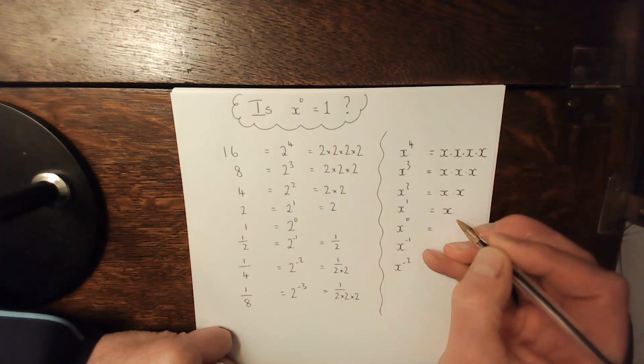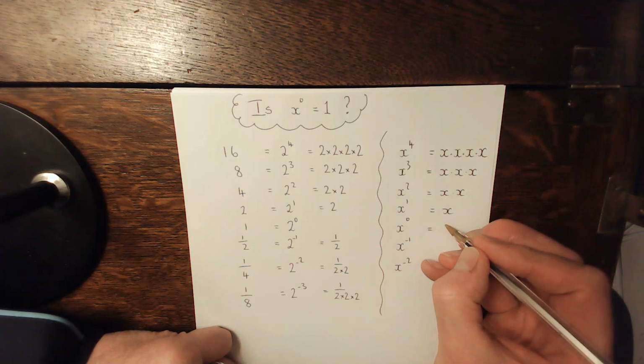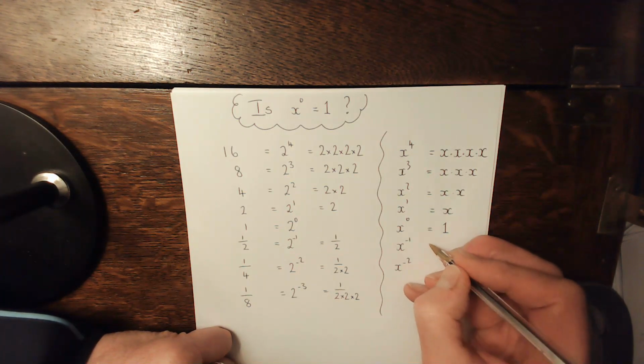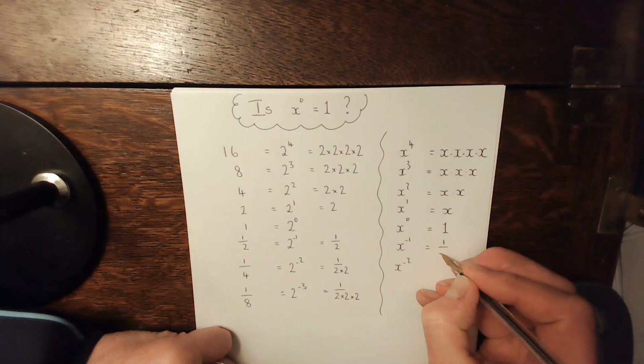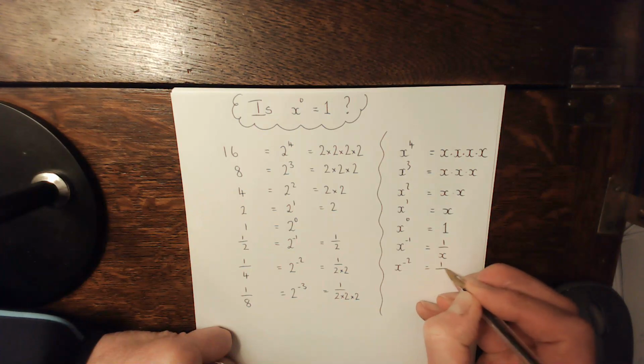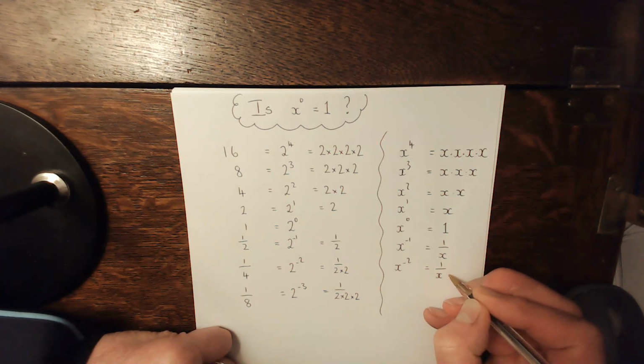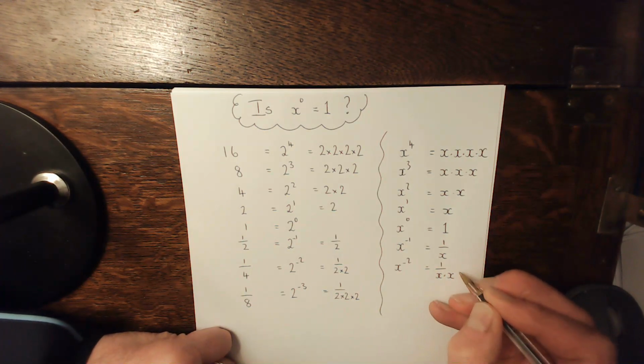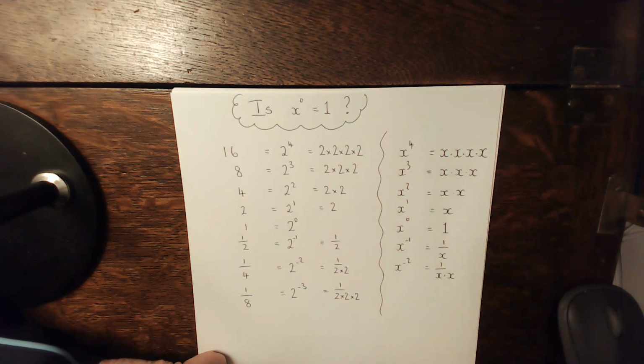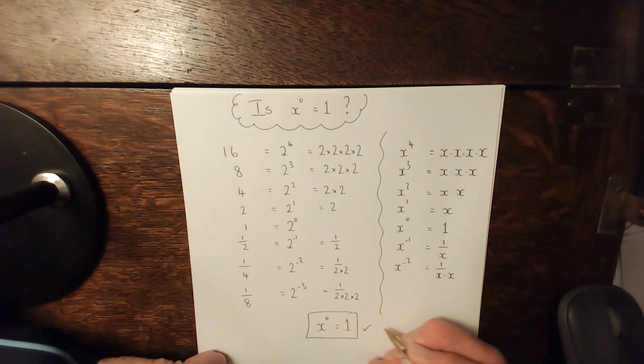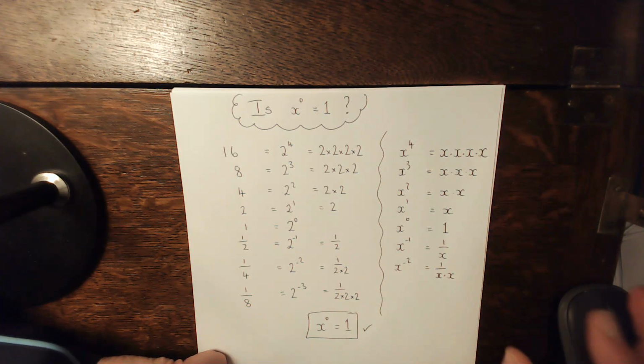Well, what's happening each time? I'm dividing by an x. That gives me 1 again. And then I've got 1 over x. And then I've got 1 over x times x. So, if we follow the pattern correctly, I'm quite happy that x to the 0 is equal to 1. All done. Magic.